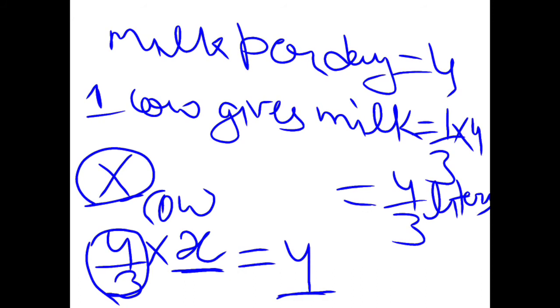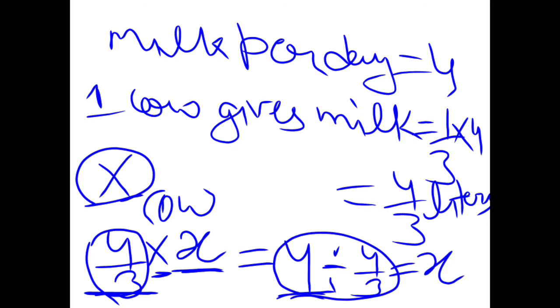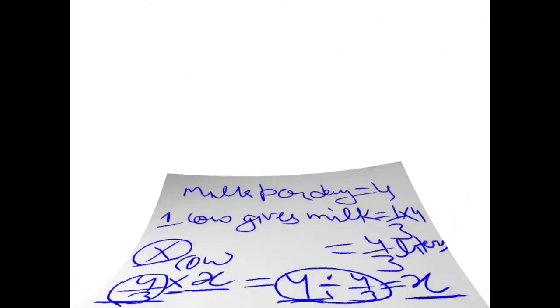According to this equation, you just send this 4/3 to the right hand side. Here it is in multiplication, on that side it goes into division. So 4 divided by 4/3 is equal to x. When you solve this equation, that gives you the number of cows x. Okay, so just wait. Go to the next page with the same number, that is 4 divided by 4/3, that gives us the number of cows x.